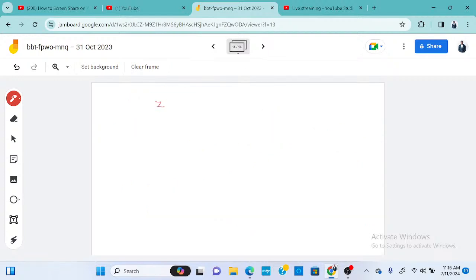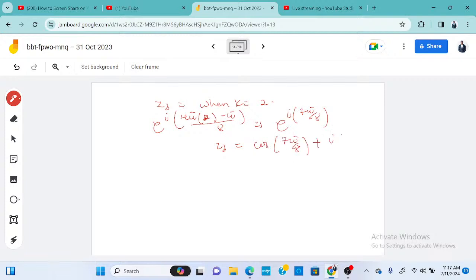What about z3? z3 is equal to when k is equal to 2. So when k is equal to 2, I'll get e to the power i multiplying 4 pi, and where k is, I'll put 2 there. So simply 2 minus pi all on 8. This is simply equal to e to the power i, 2 times 4 pi is 8 pi minus pi. That is giving me 7 pi on 8, right?